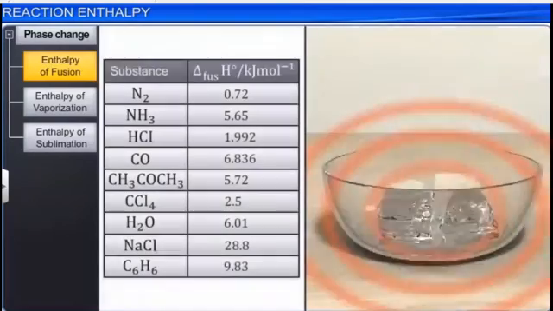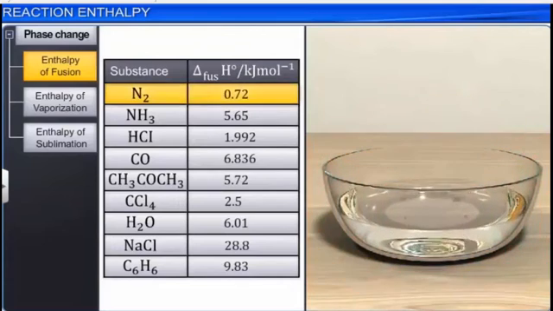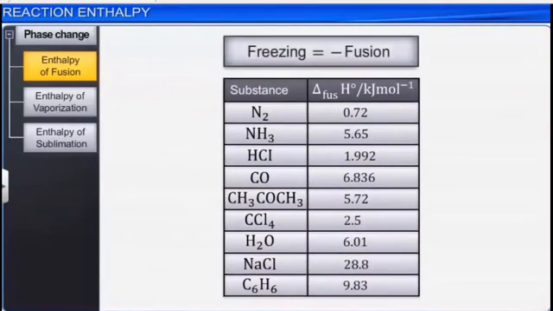As the melting of a solid is an endothermic process, all enthalpies of fusion are positive. We know that freezing is the reverse of fusion. Thus, the enthalpy of freezing, also known as enthalpy of solidification, is the same as enthalpy of fusion, except that it has the opposite sign, that is, a negative sign.